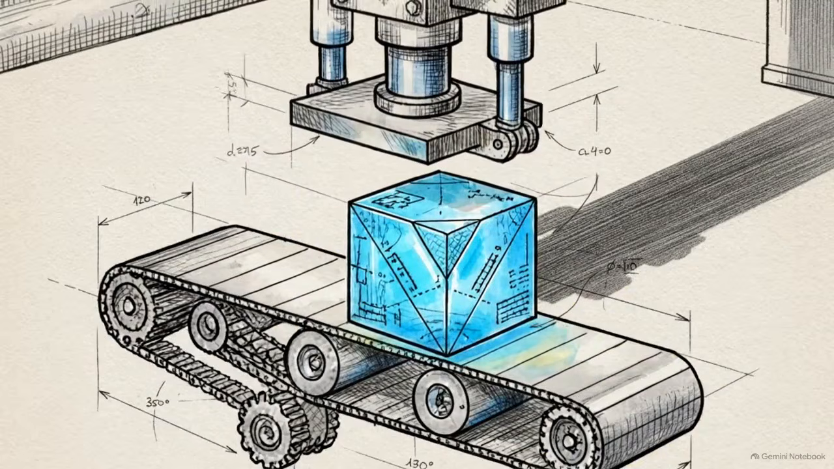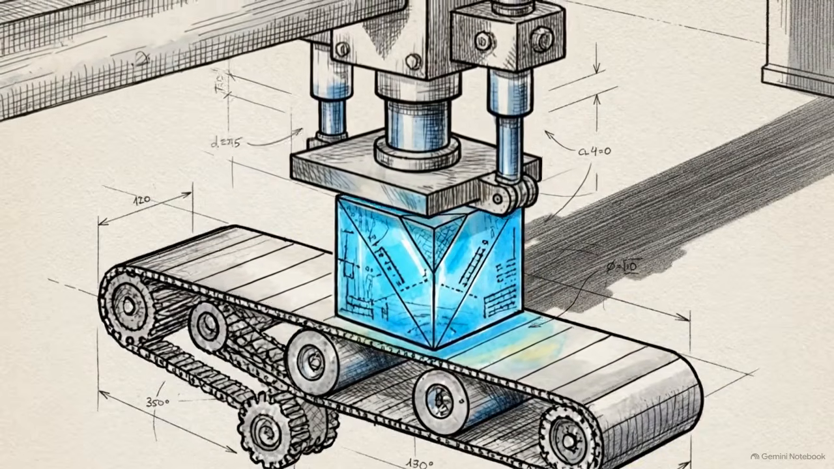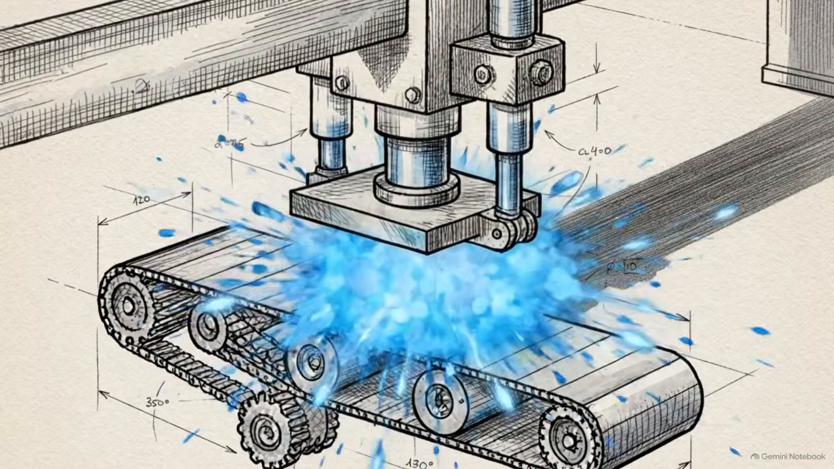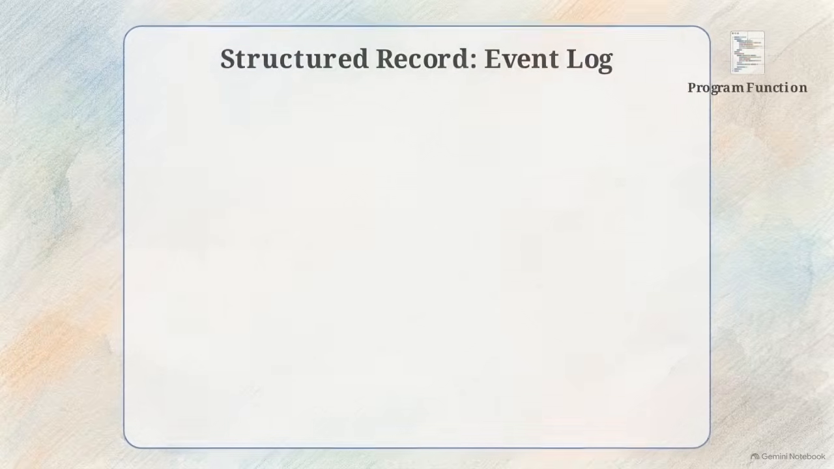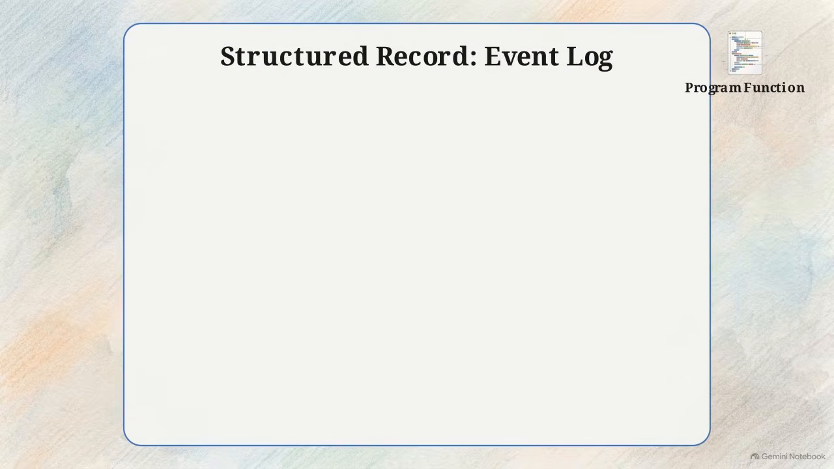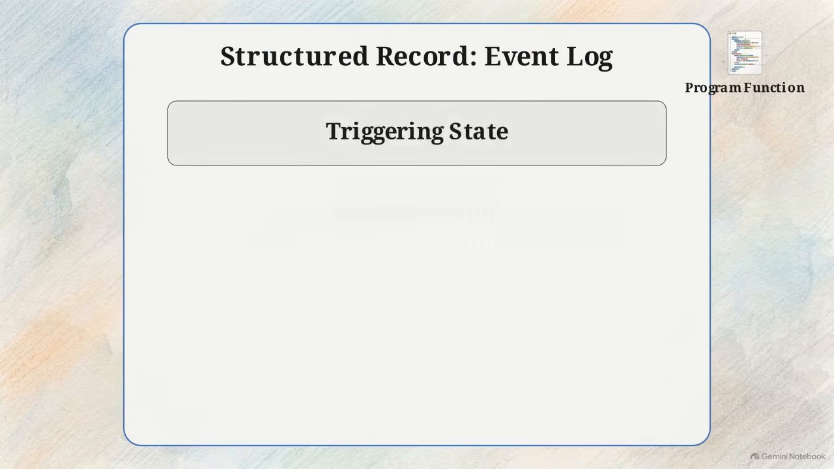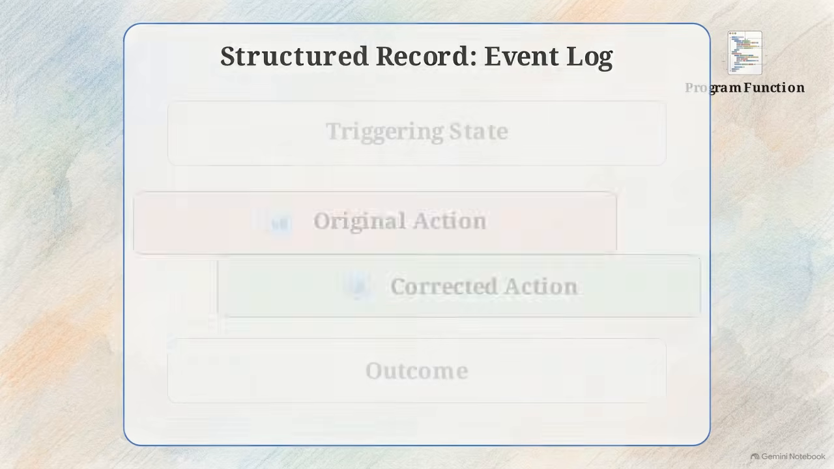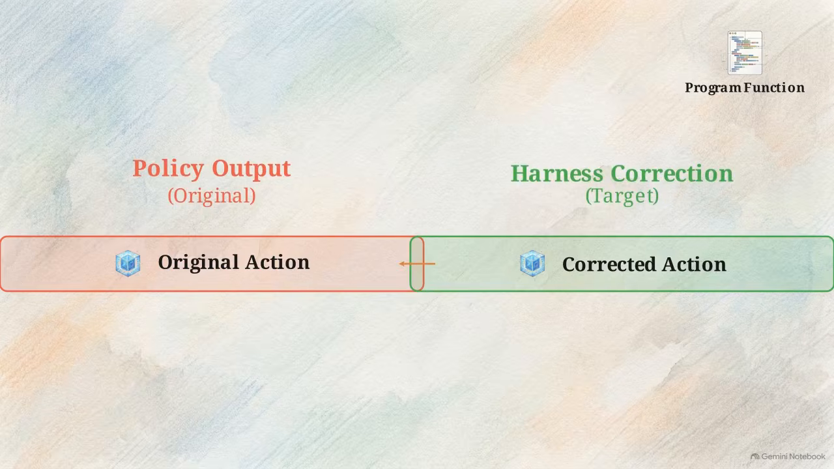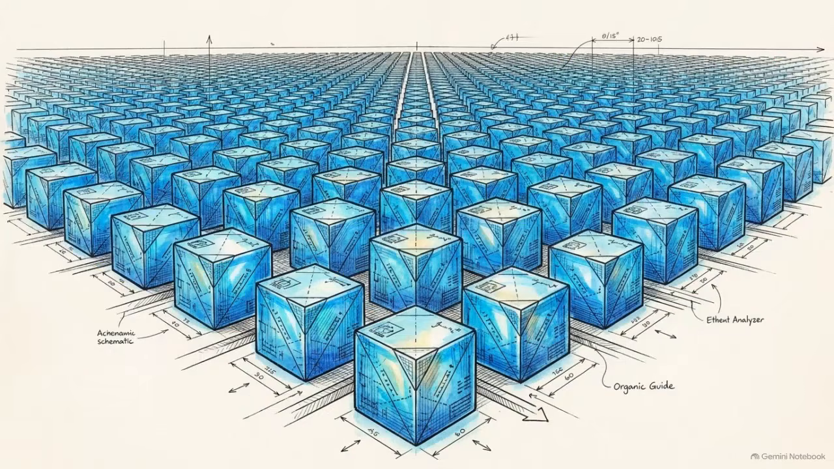Every time a program function intercepts an action, the loop structurally emits a highly valuable byproduct, a refined piece of data. This structured record is an automated log containing 4 precise data points: the triggering state, original action, corrected action, and outcome. Placed side by side, it captures exactly what the policy would have done versus what the harness did instead. This turns runtime inference into a synthetic data generation engine. The agent produces its own training pairs, completely eliminating the need for human labeling.